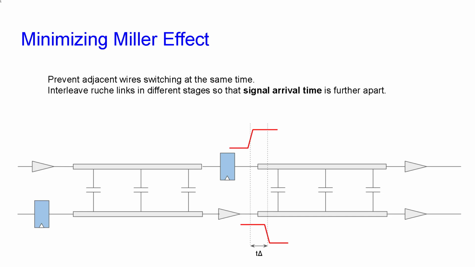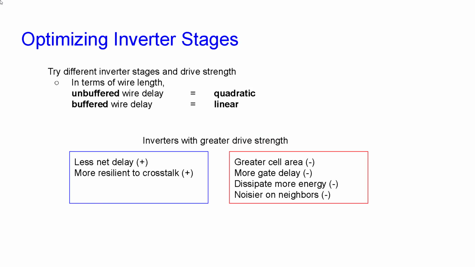Second, we want to minimize the Miller effect. When two adjacent wires are switching in opposite directions, the effective coupling capacitance doubles. In order to prevent adjacent wires switching at the same time, we interleave the wires in different stages of Ruche links so that signal arrival time is further apart. Third, we try different inverter stages and drive strength.